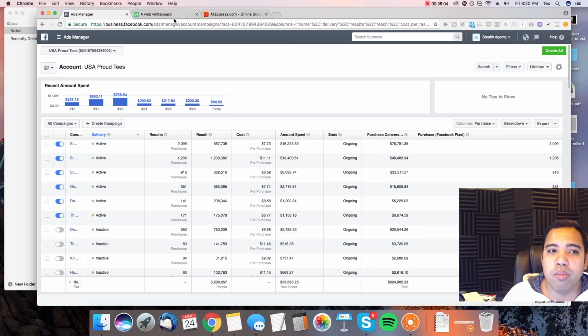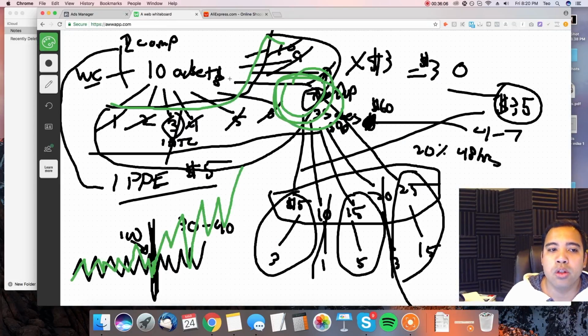But of course, you want to pay very close attention to your ad sets. Pay very close attention to what you're spending on. Turn off the ones that are not working, and keep the ones that are working, and just scale them out.